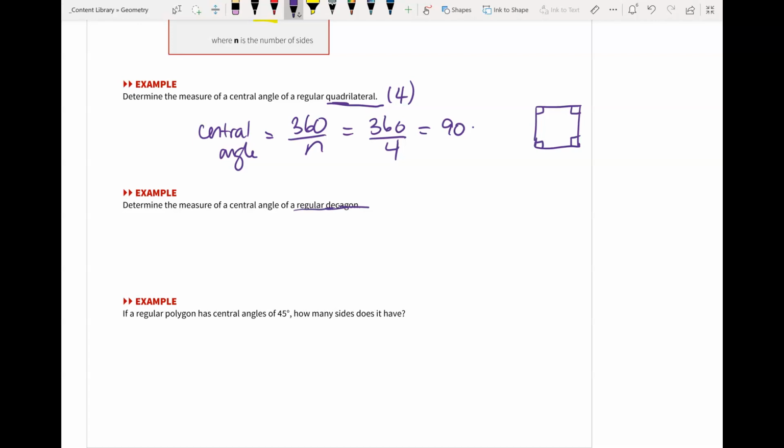Moving on to the next example, we're looking at a regular decagon. A decagon has 10 sides. I am not going to draw this one, that's a little too hard for me. But I can definitely find the central angle of a decagon. It's going to be calculated as 360 divided by the number of sides. We have 10 sides in a decagon. That's 36 degrees for each central angle in a regular decagon.